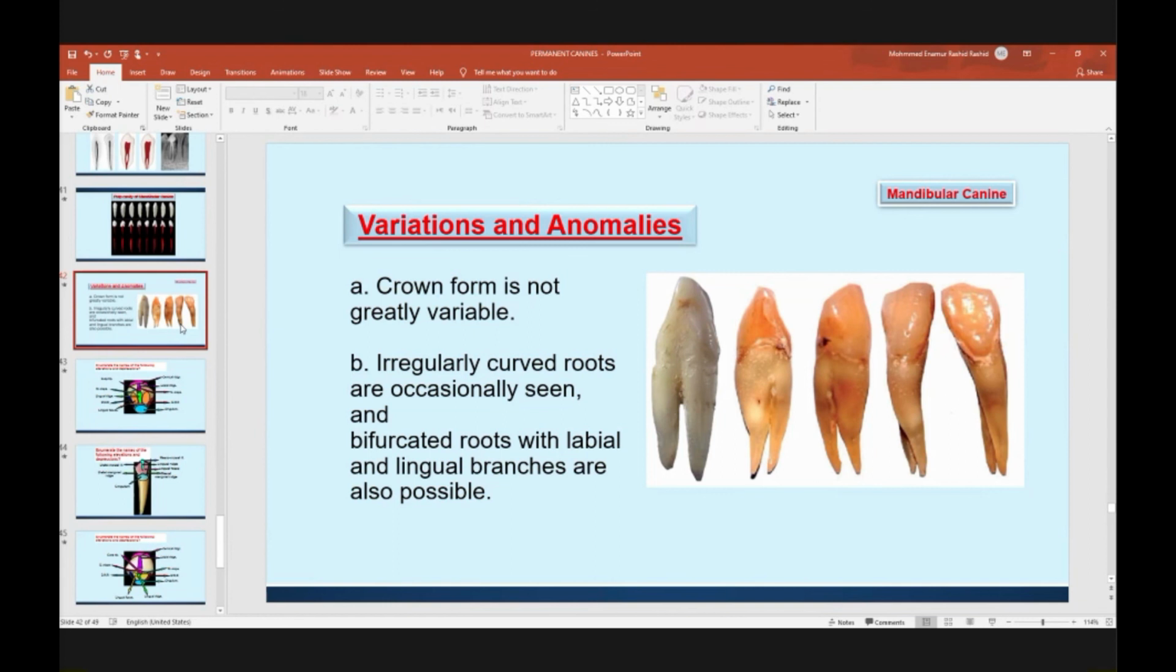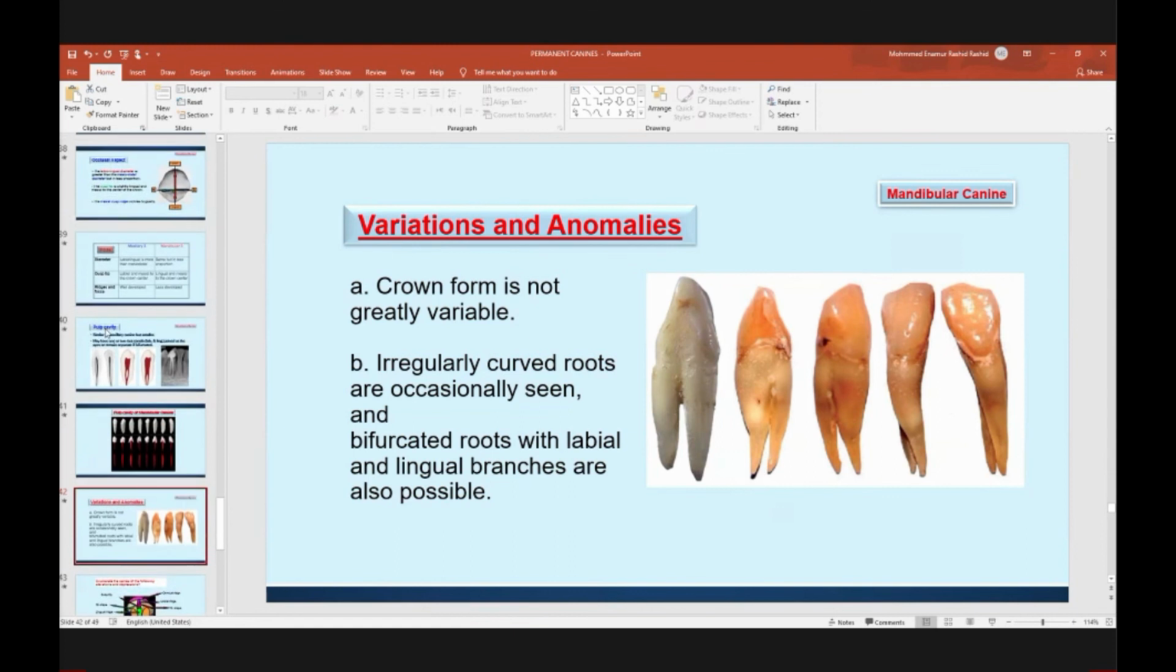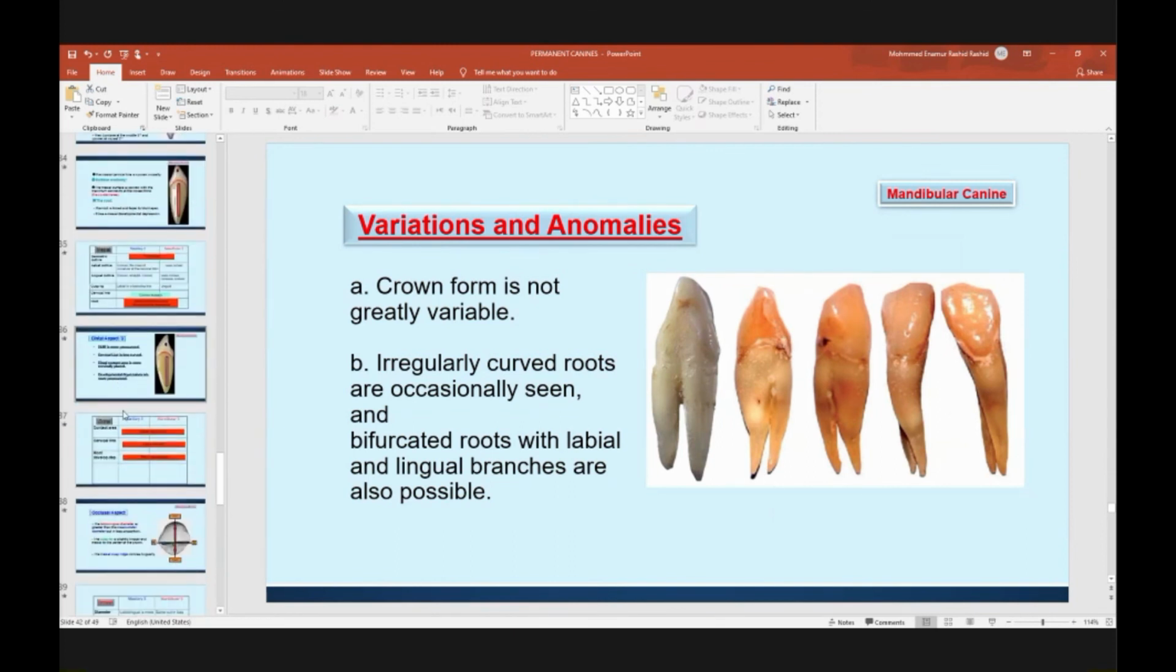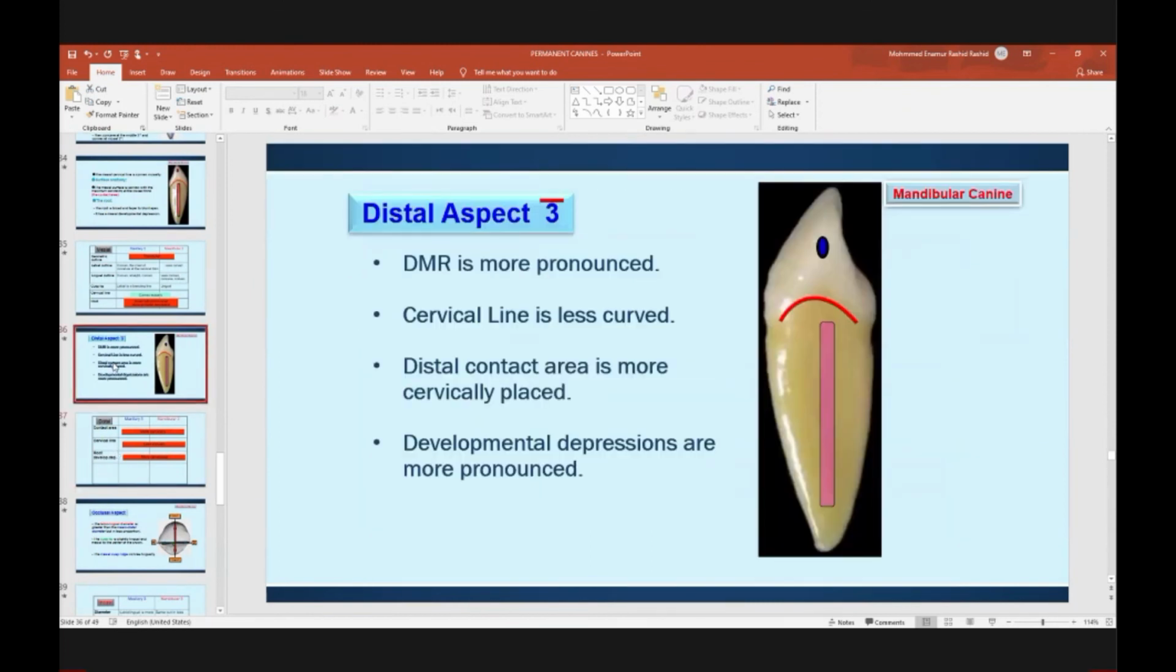Okay. Can you go to the slide about the distal aspect? Lingual, mesial, distal. Yeah, distal aspect. What is the DMR? A distal marginal ridge. Okay. Distal marginal ridge. This is the distal marginal ridge. Actually, I should write here for you.